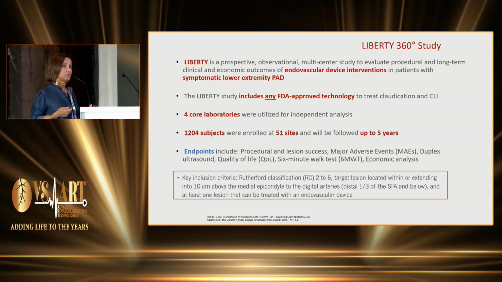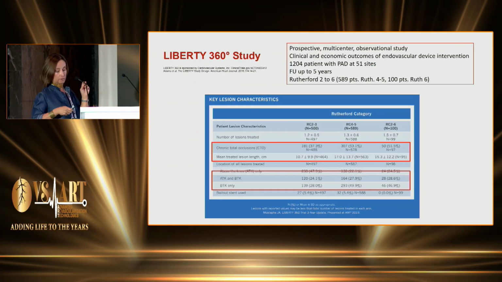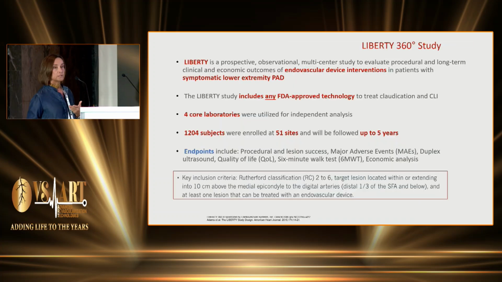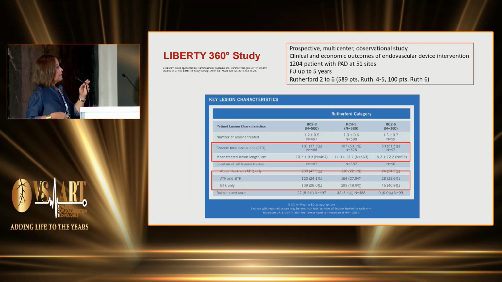Of interest, patients from Rutherford 2 to Rutherford 6 were included, and the lesions were located all along the limb. So we had femoropopliteal lesions, but also very distally located lesions. As you can see, there were many patients with chronic total occlusion: in the Rutherford 2-3 category, more than 400; in 4 and 5, also more than 500; and almost half of the patients were Rutherford 6. The below-the-knee lesions were also well represented in all the groups.